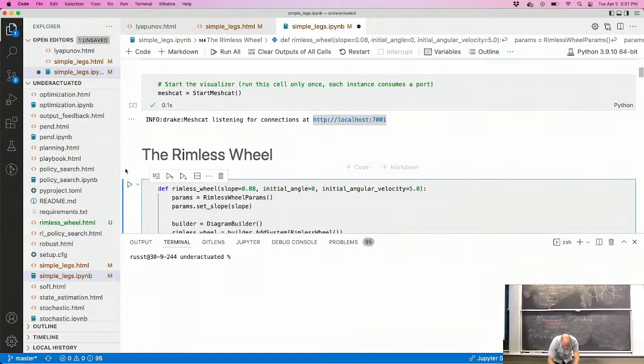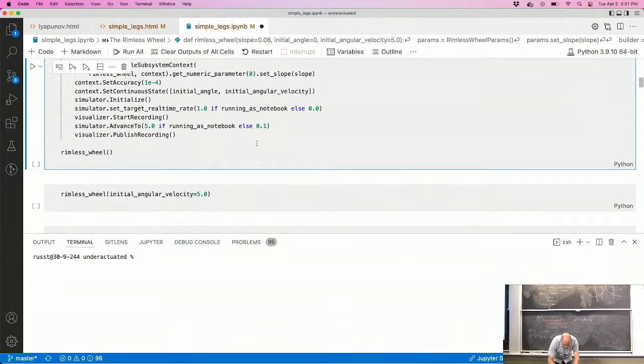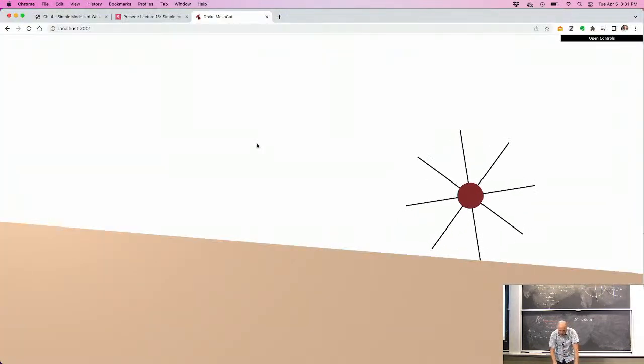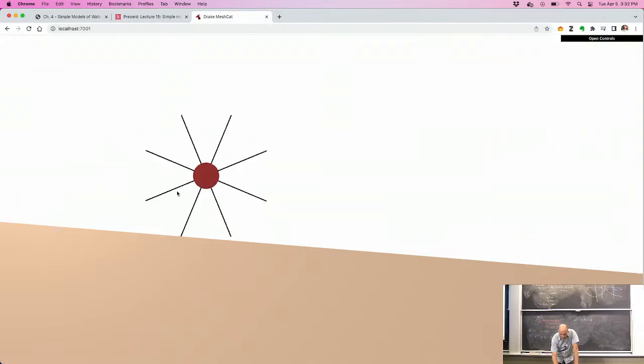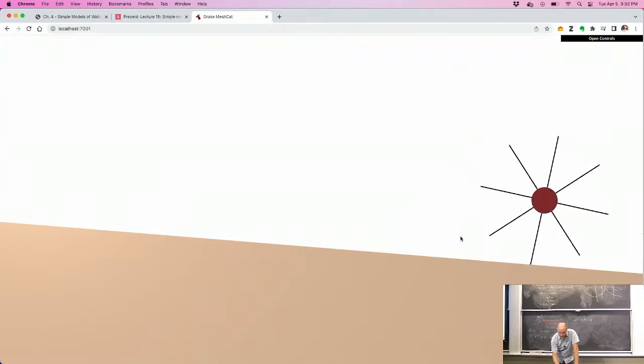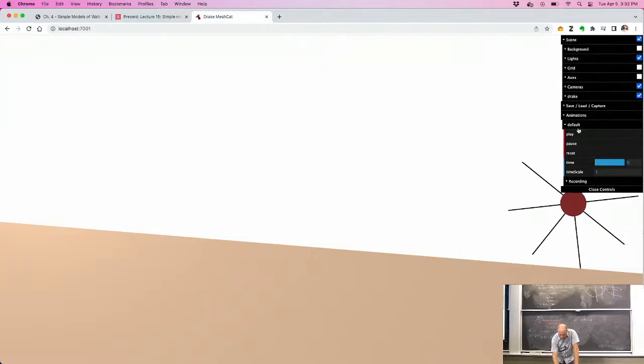I know you guys don't care as much about the code, but this is just the basic rimless wheel simulation. It does exactly what I showed you before. From some nominal set of initial conditions, it slows down, comes into a stable limit cycle, and rolls forever.